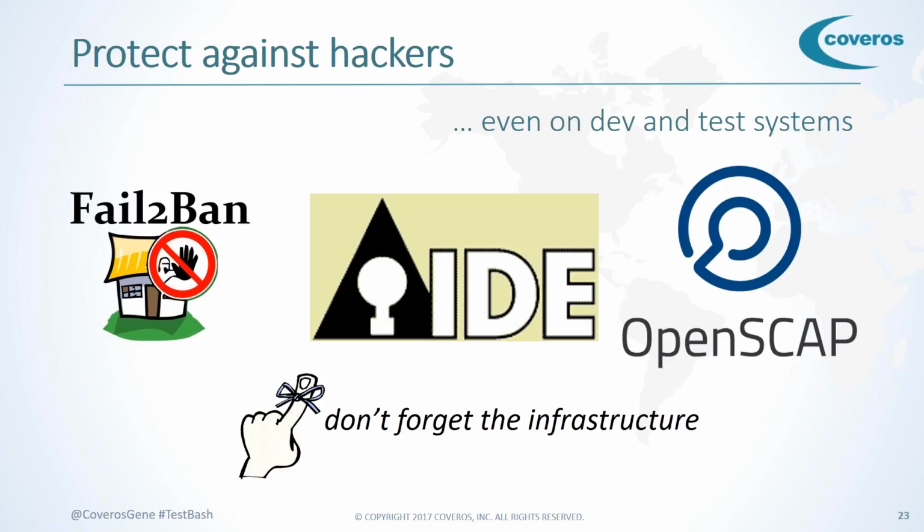And don't forget to use these same tools, not only on the systems that you're deploying to, but on your infrastructure, your CI server, your source code management system, your issue tracker, right? Any of those systems, if they're exposed to the internet, you should be checking them and making sure they're protected as well.